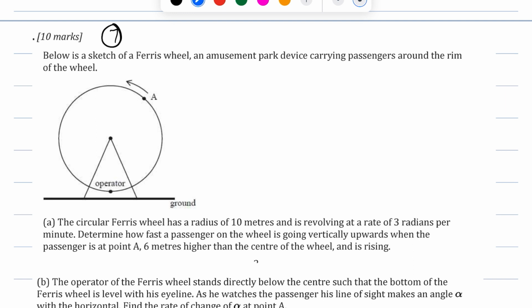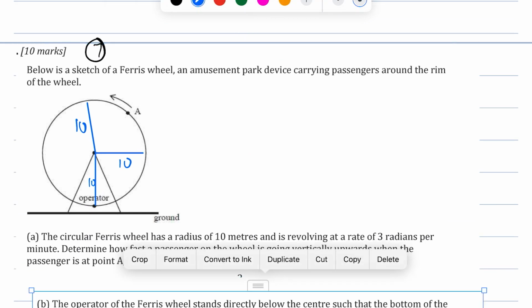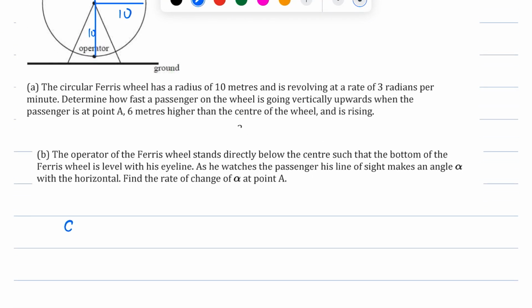Below is a sketch of a Ferris wheel, an amusement park device carrying passengers around the rim of the wheel. The circular Ferris wheel has a radius of 10 meters. So the radius is going to be 10. I draw it out over here, that is 10, and over here also it's going to be 10. And it is revolving at a rate of 3 radians per minute. So d theta by dt equals 3 radians per minute. I'm going to write d theta by dt equals 3 radians per minute.